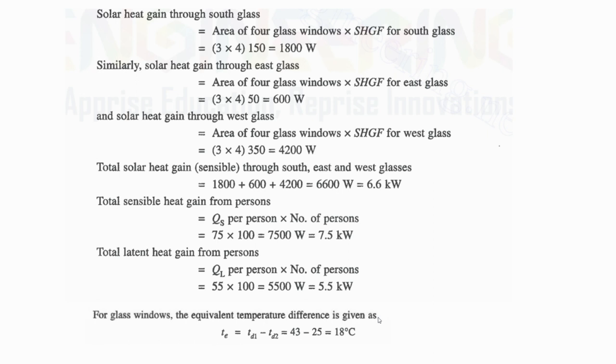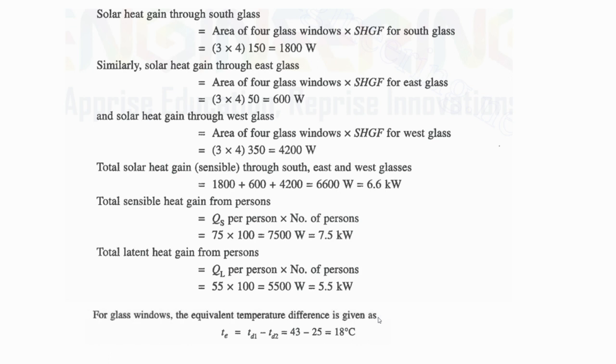Now from the south wall we will get 1800 watt. Similarly from the east wall we will get 600 watt. From the west we get 4200 watt. Now the total sensible solar heat gain through the south wall, east wall, and west wall comes up to 6.6 kilowatt. So we have added these three values.